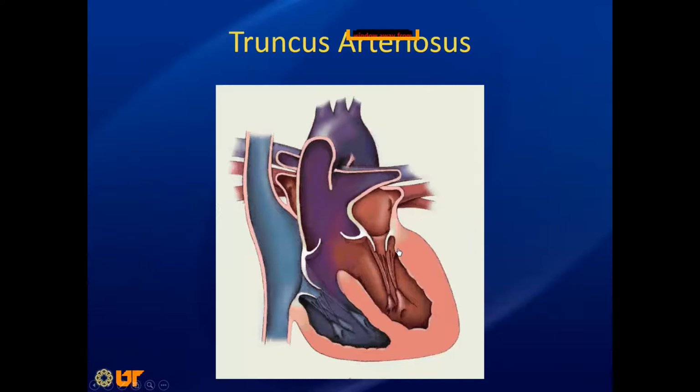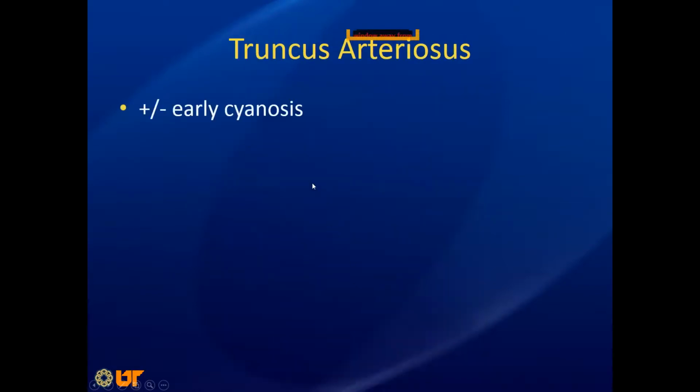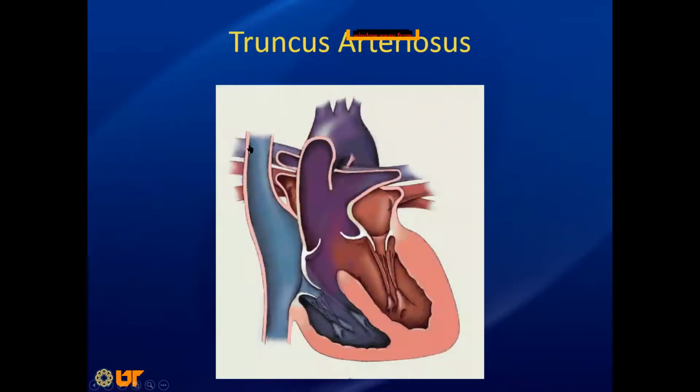Truncus arteriosus is a big VSD and then one outflow tract. So there's one big truncal valve that is always an abnormal valve. And then from that spot can go the pulmonary arteries or the aorta. These are relatively rare. Sometimes they have early cyanosis, sometimes not. There's no need for prostaglandin here because they have plenty of blood flow to both.